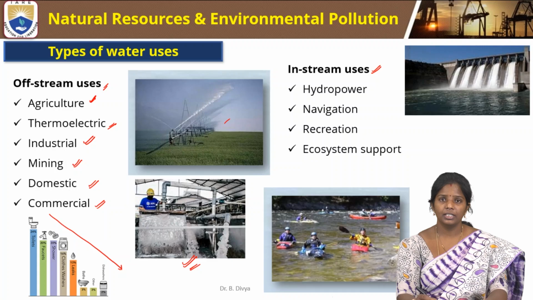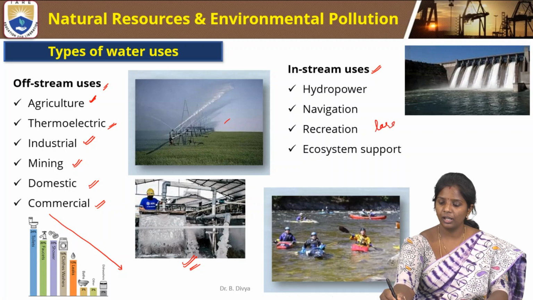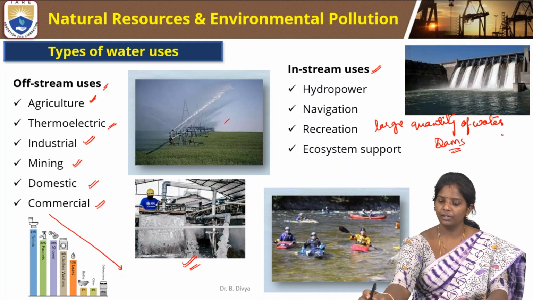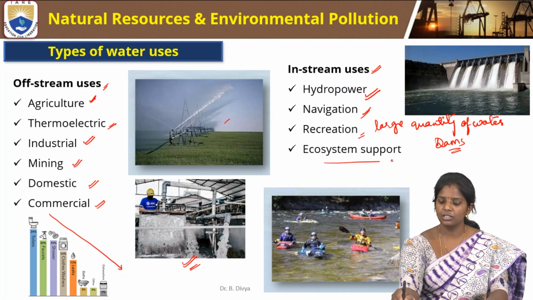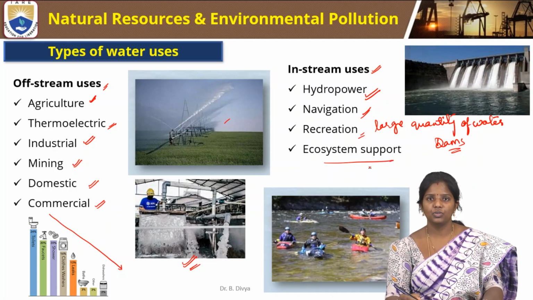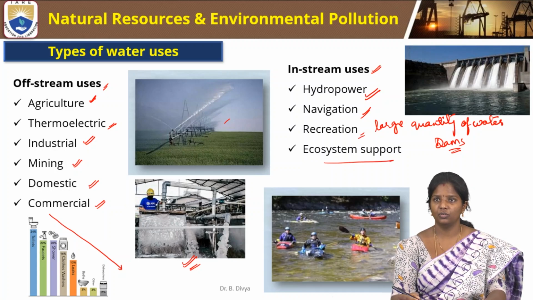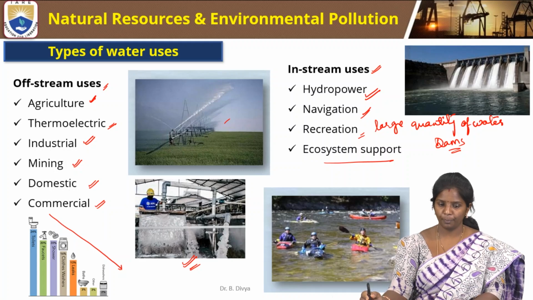So what does in-stream use mean? There is a large quantity of water that is present. This large quantity of water in the form of dams will help in recreation, hydropower, navigation, and ecosystem support, which will be very useful to mankind.